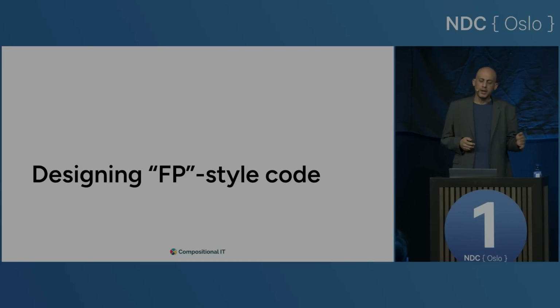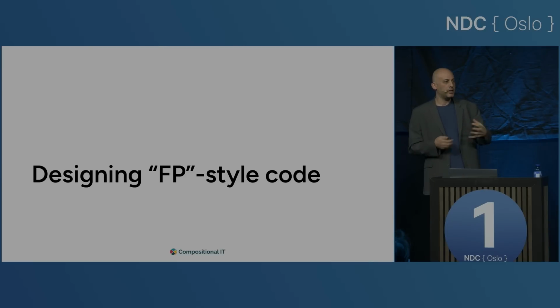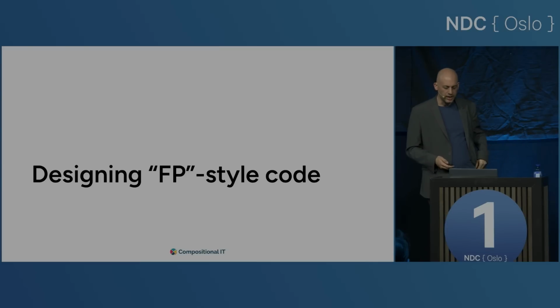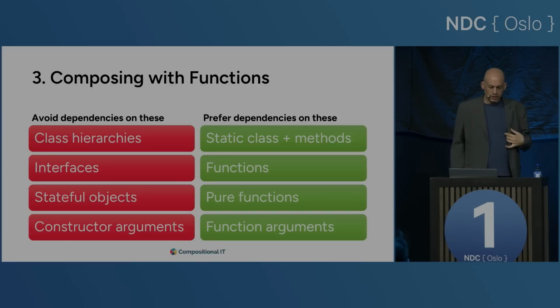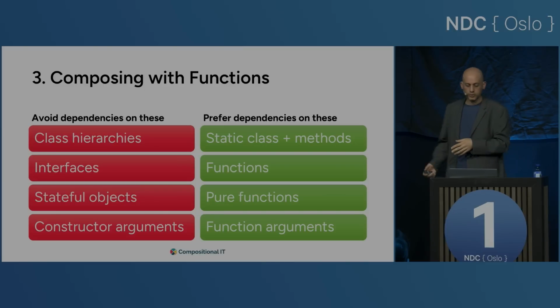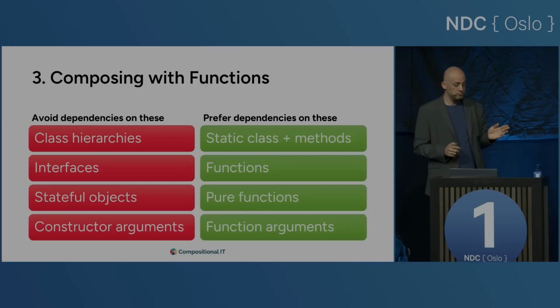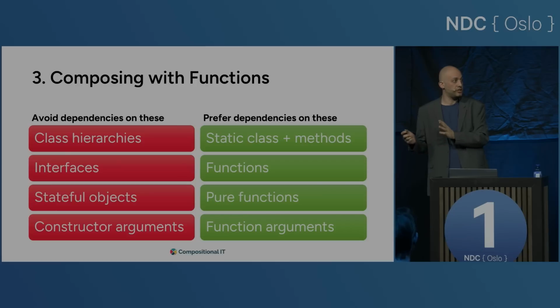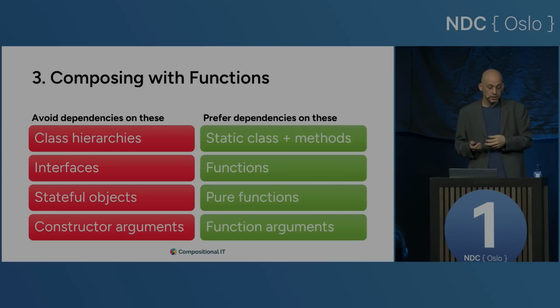I want to take a little step back now and just talk about what that might look like at a higher level in terms of how we compose code, how we build blocks together. So these are the sorts of things you will probably avoid if you're trying to do functional programming today, like class hierarchies, inheritance. That's basically out. Instead, you would probably look at static classes, static methods. Interfaces, maybe, but instead, you're going to prefer functions, just standalone functions that you plug together.